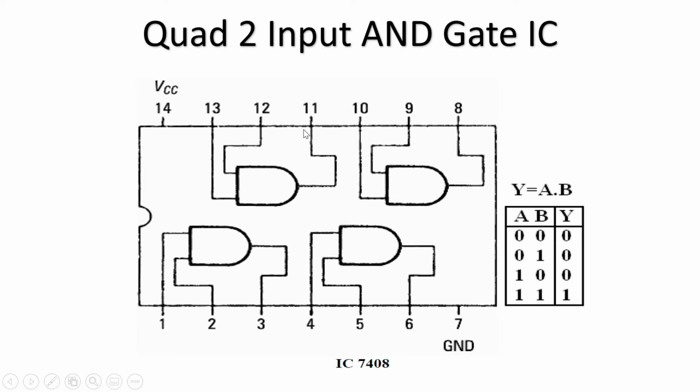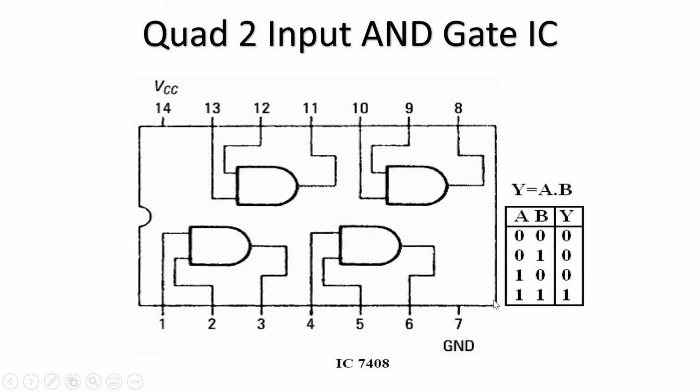That means in a single IC 7408 we have 4 AND gates. Whenever you are constructing any logical circuit using integrated circuits, you can use this particular IC 7408 for the construction of logic with respect to the AND gate.